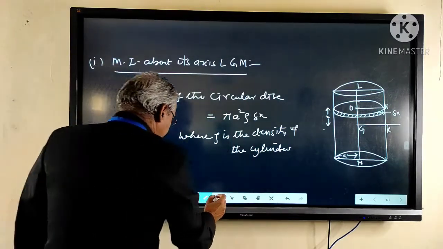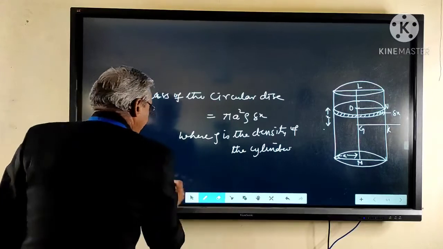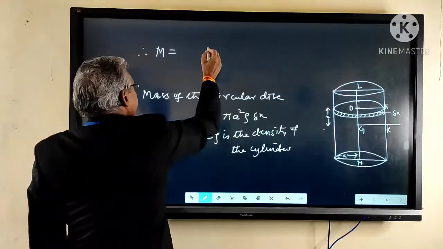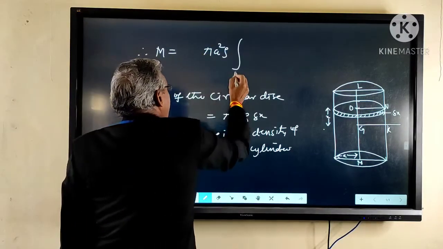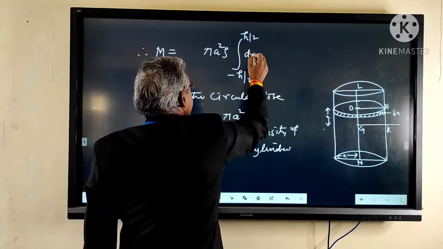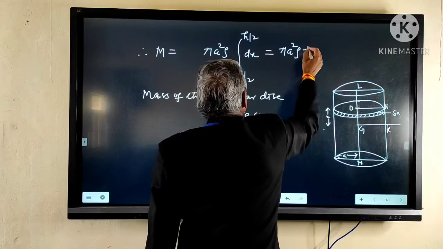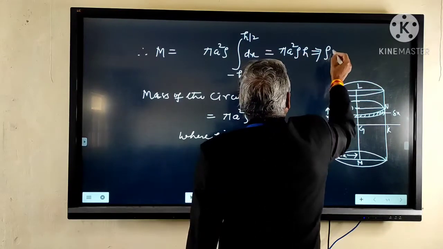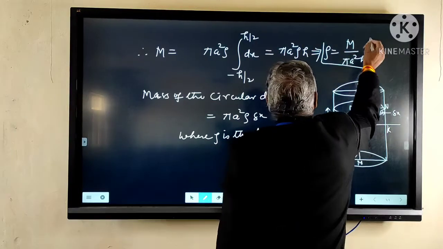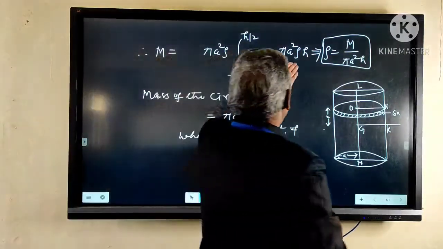Now we have to calculate the mass of the cylinder. Therefore the mass of the cylinder M equals the integral of pi a square rho dx within the limits minus h by 2 to h by 2. After integrating this we have pi a square rho h. So finally rho equals m upon pi a square h.